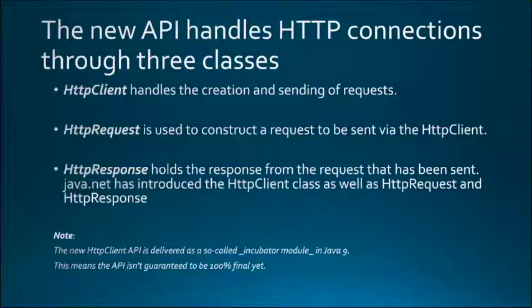The new API handles HTTP connections through three distinct classes. We now have the HTTP client, the HTTP request, and the HTTP response, which we essentially have had before, but now they are HTTP 2 standard. So you can now handle and create the sending of the request, receiving the request, construct the request to be sent back via the client, and the response sent back. java.net has now introduced the HTTP client class as well as the HTTP request. Before we actually had HTTP request and HTTP response. So now they've introduced the new HTTP client class.